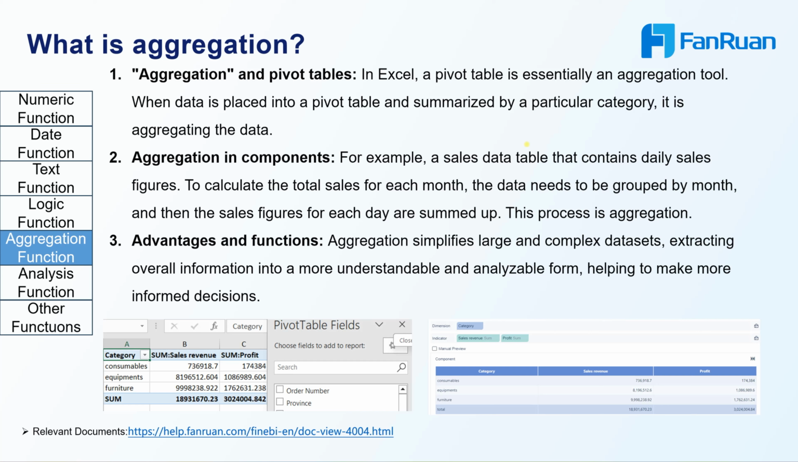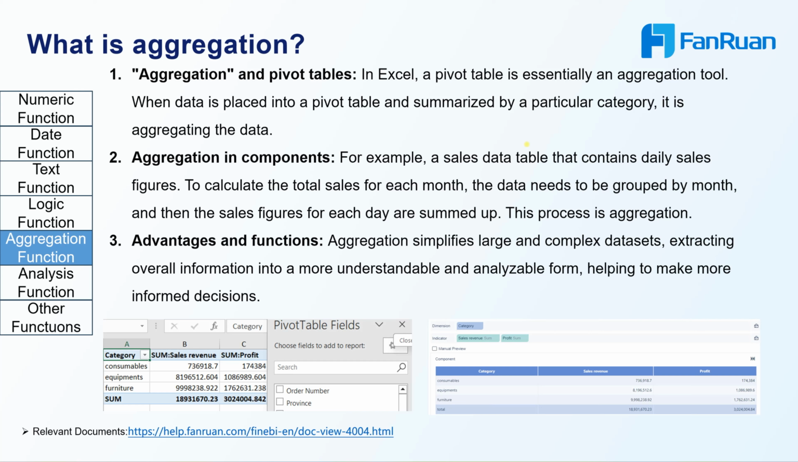So, what are the benefits of aggregation? By aggregating, we can simplify the huge dataset of more than 50,000 records and extract the overall information, making it easier for us to understand and analyze later. This helps us make business decisions. For example, I now want to analyze the sales and profits of different categories. Then check my inventory, or see which major category is performing better in sales.